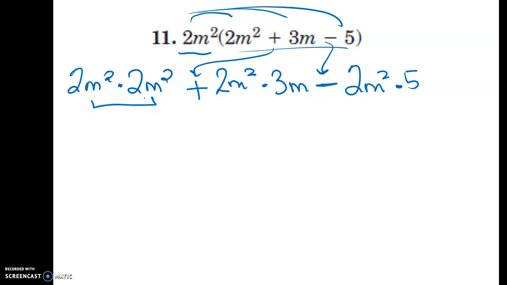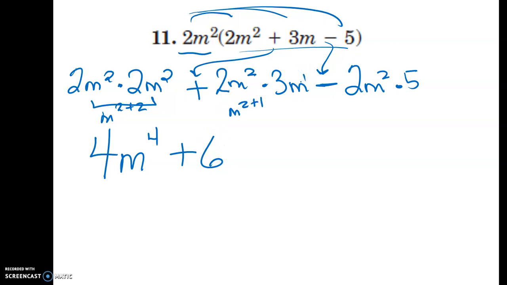So let's multiply these together. The big 2 times 2 gives me a 4. We have m squared times m squared, which you should be thinking is m to the 4th. Okay, I'm going to bring down the plus sign. 2 times 3 gives me 6. This gives me m squared plus 1 more because of the implied 1 there. So that gives me m to the 3rd.